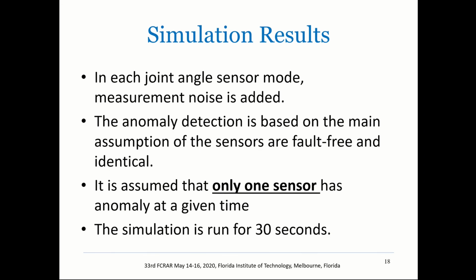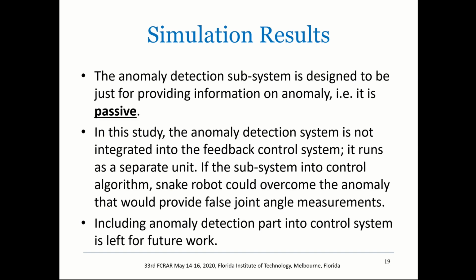In each joint angle sensor model, there's a measurement noise added. It's assumed that all the sensors are fault-free and identical. It's also assumed that only one sensor at a time has an anomaly, and the simulation is run for 30 seconds. The anomaly detection subsystem is passive in this simulation, so it has no bearing on the feedback control system. In future work, the anomaly detection part will be incorporated into the control system, but in this case it is not.